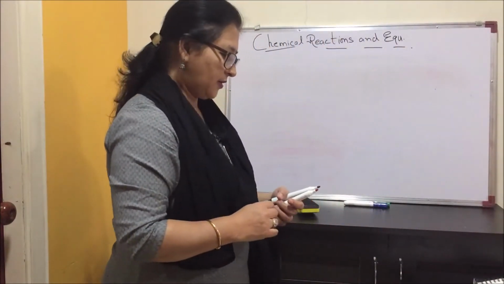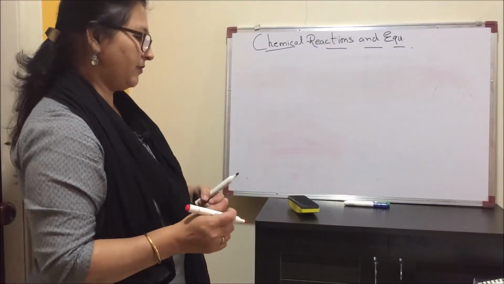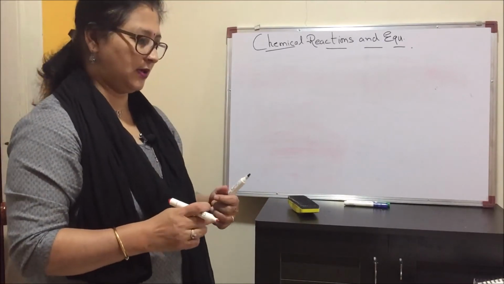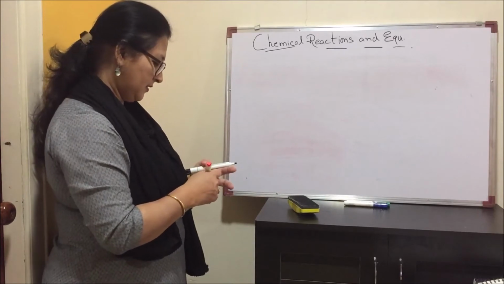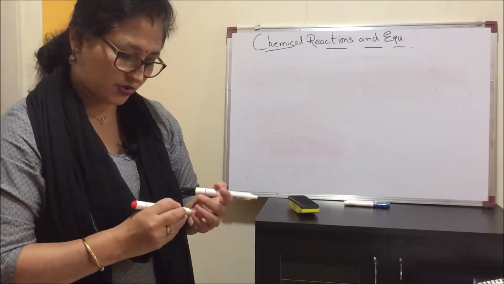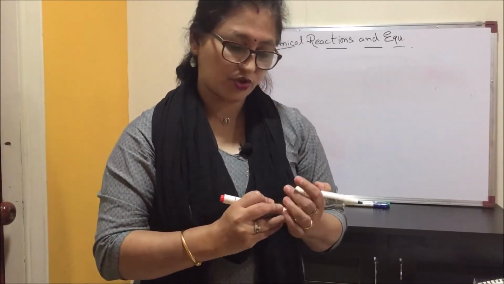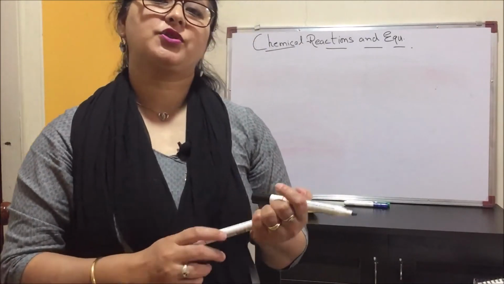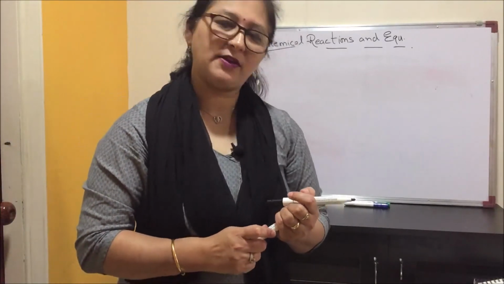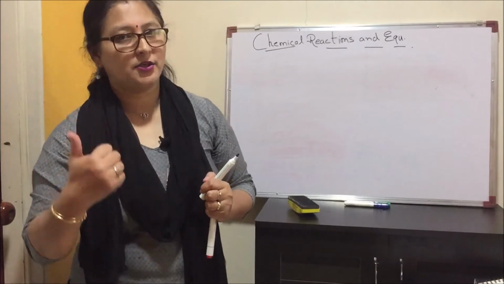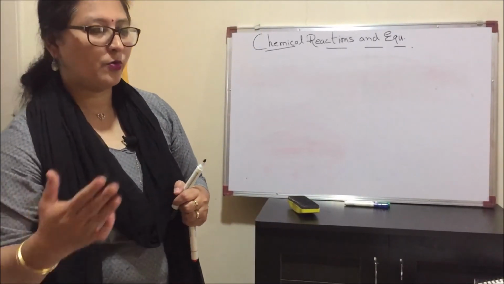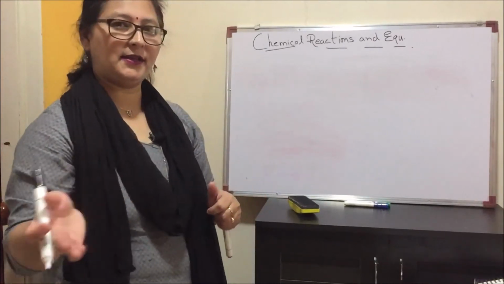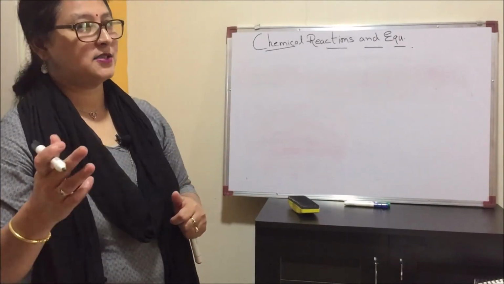Now there were equations which we did in types of chemical reactions, right? So what types of chemical reaction did we do? We did combination reaction, decomposition reaction, displacement reaction, double displacement reaction, and redox reaction, right? So we are going to take all the reactions one by one, and the equations given in those reactions.